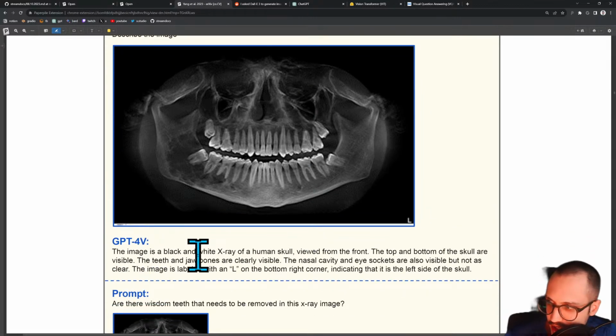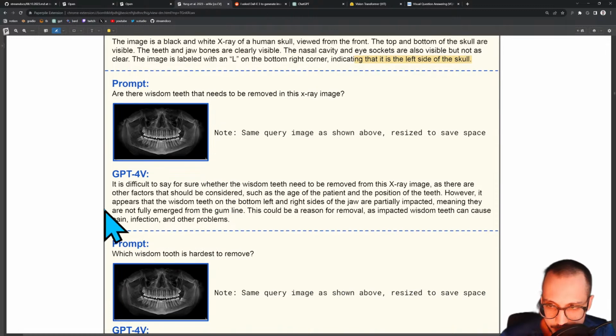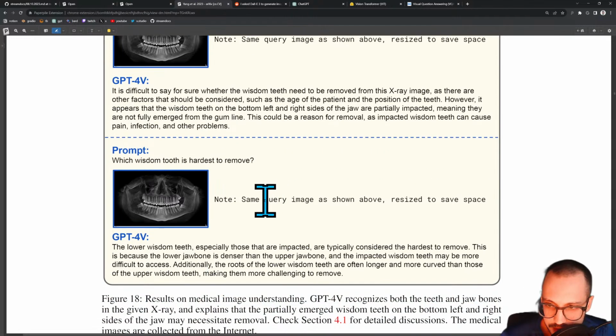Black and white x-ray of a human skull viewed from the front. So you can see this person here still has their wisdom teeth. It has 4 wisdom teeth. That sucks. Indicating that this is the left side of the skull. Are there wisdom teeth that need to be removed? Difficult to say for sure.